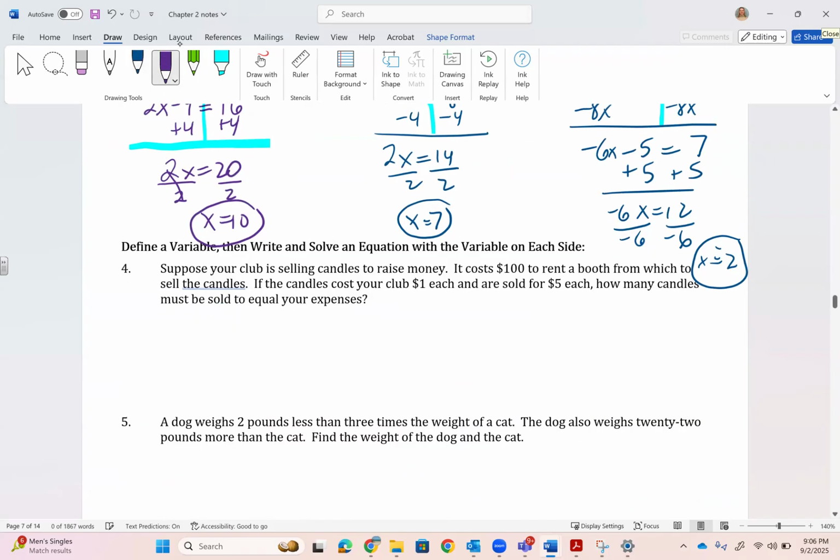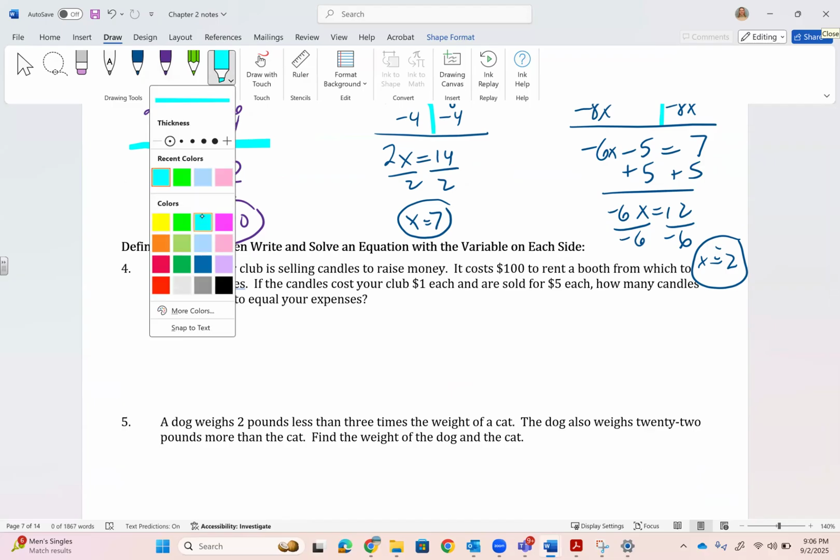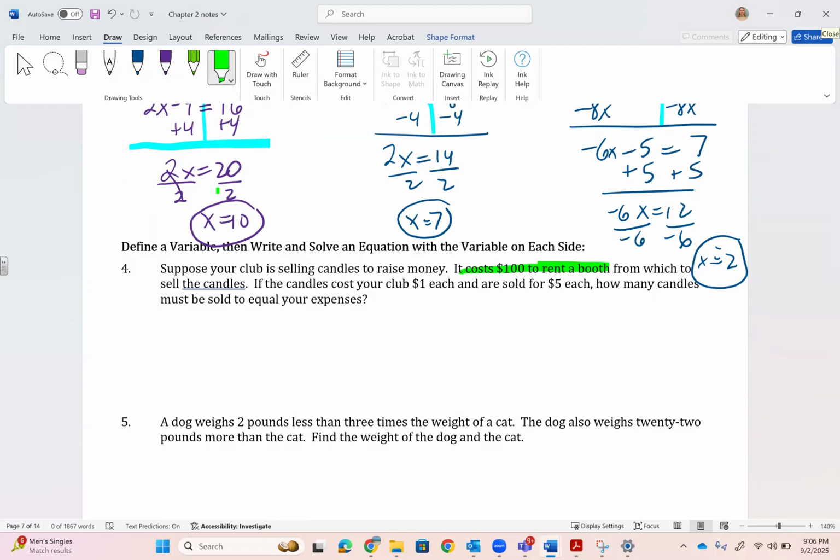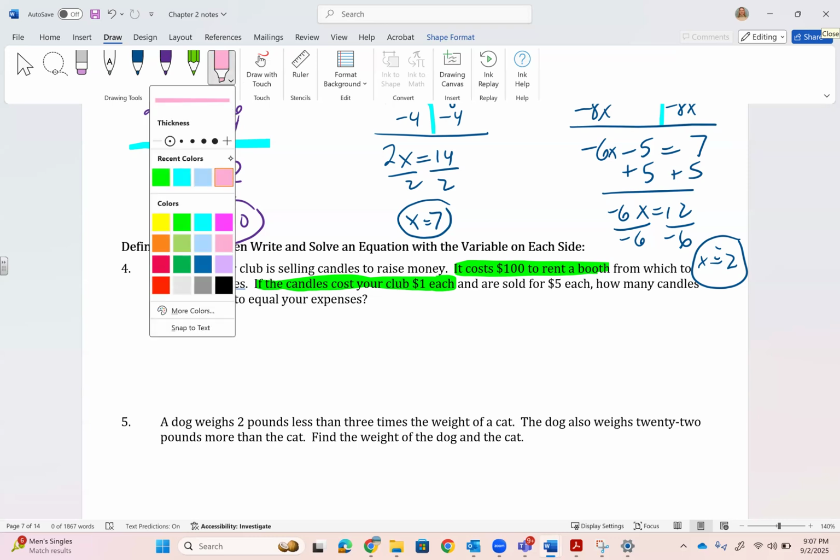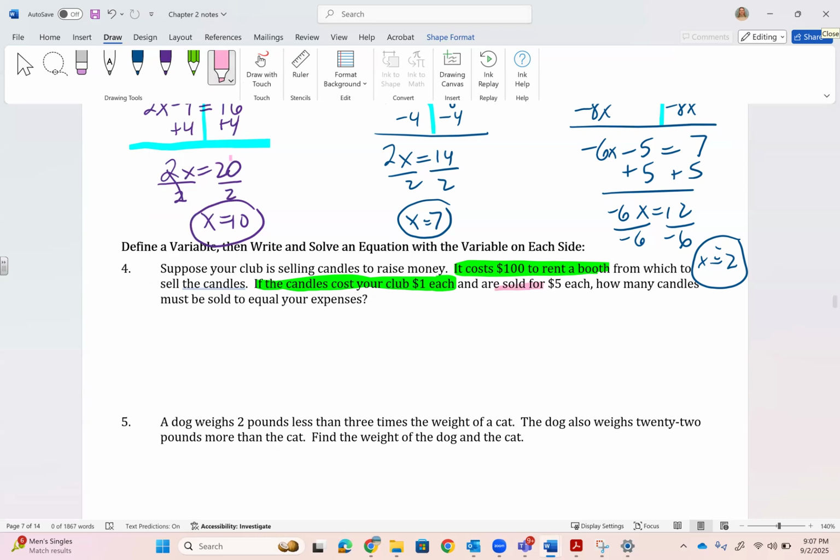Okay, we are selling candles to raise some money. They tell us a couple of facts. They say it costs $100 to rent the booth, so that's an expense you have. And then the candles cost you $1 each to buy them. So those are some expenses you're doing to set up. Our hope is we're trying to make some money, and how we're going to make money is sell them for $5 each.